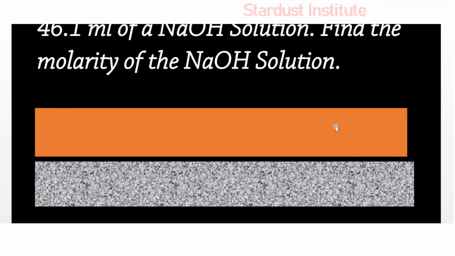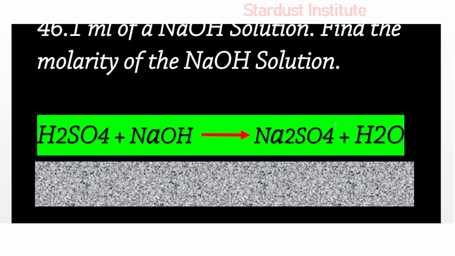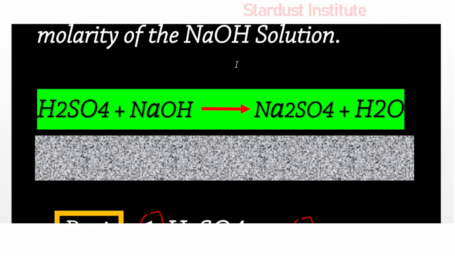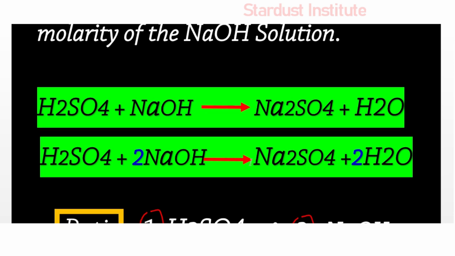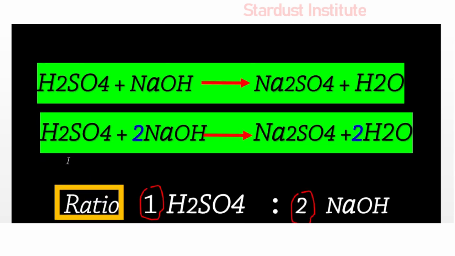This is the chemical equation: H2SO4 plus NaOH gives Na2SO4 plus H2O. This chemical equation is not balanced. First of all, we have to balance this chemical equation. Let's balance it. On the left hand side, H2SO4 plus 2NaOH. On the right hand side, Na2SO4 plus 2H2O.